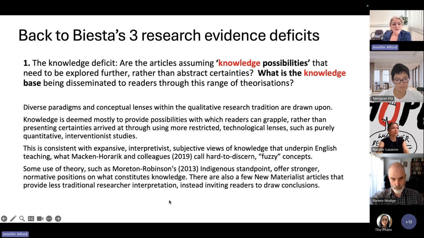Some use of theory, such as Morton Robinson's Indigenous standpoint, offer what we suggest are stronger, more normative positions on what constitutes knowledge. And there are also a few new materialist articles that were very interesting and, of course, are becoming more popular. But these are less traditional in terms of relying on researcher interpretation and rather invite readers to draw conclusions.